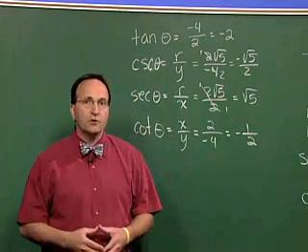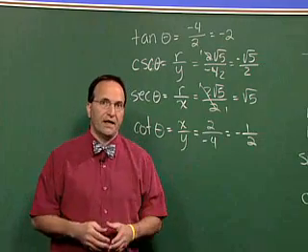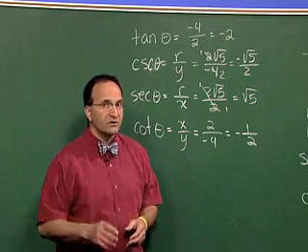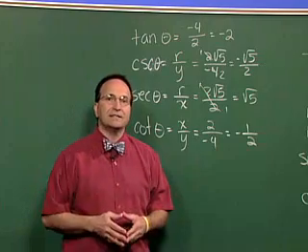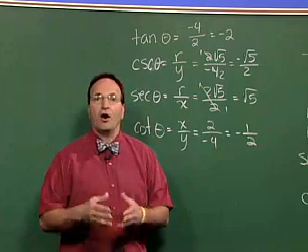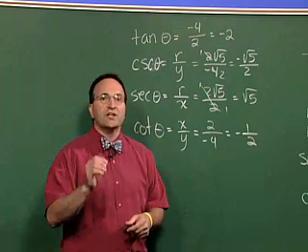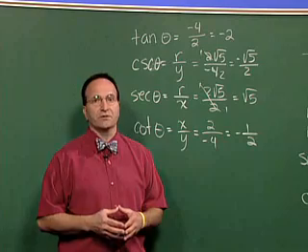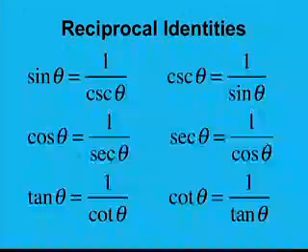Notice that the ratio for sine theta, which is y over r, and the ratio for cosecant theta, which is r over y, are reciprocal functions. Well, there are 6 reciprocal identities which allow us to find all 6 trigonometric function values when just one of the trigonometric values is known. Here are the reciprocal identities.